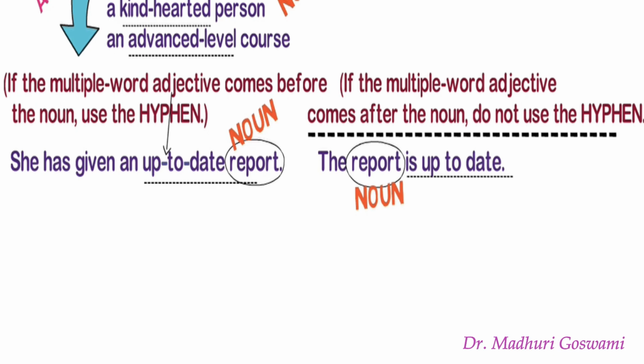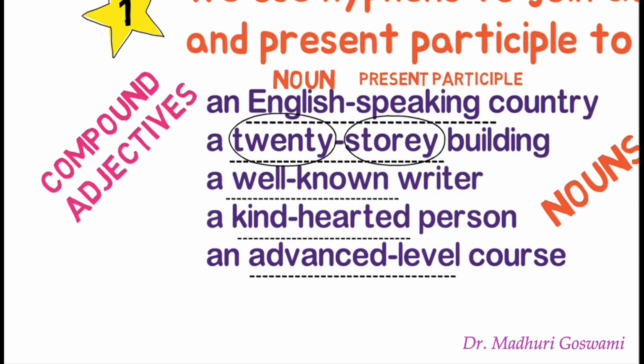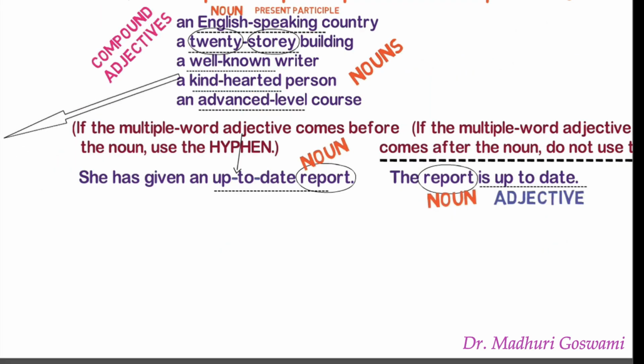Whereas in the second sentence, the report is up to date, the adjective up to date comes after the noun and verb. That's why in the second sentence, hyphen का use नहीं किया गया है. Now it's time to go back to the example, a 20-story building, and to know the cause, the reason of using the singular word with plural numbers in multiple word or compound adjectives.